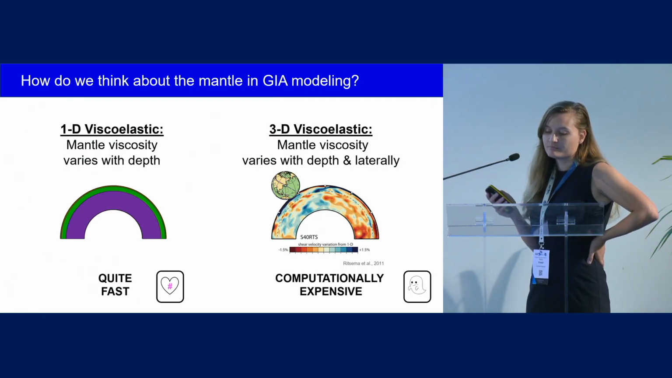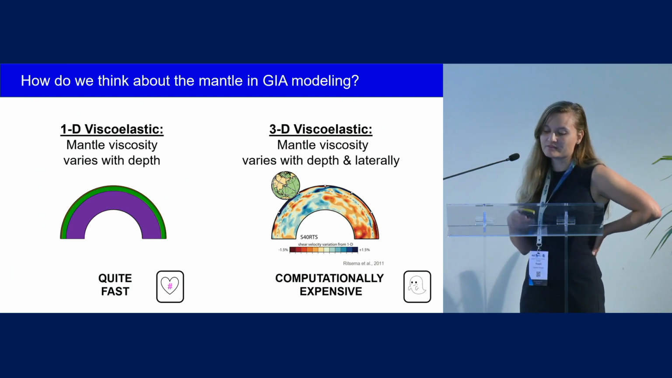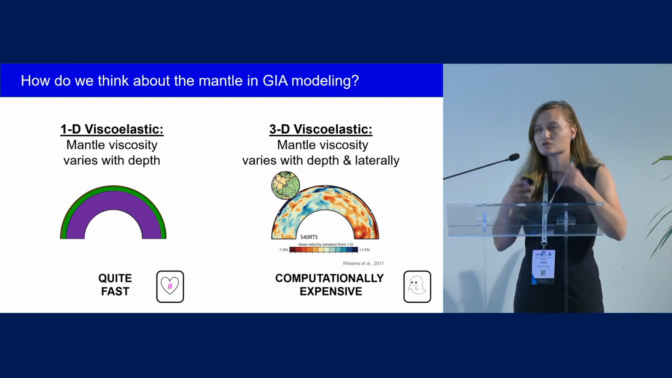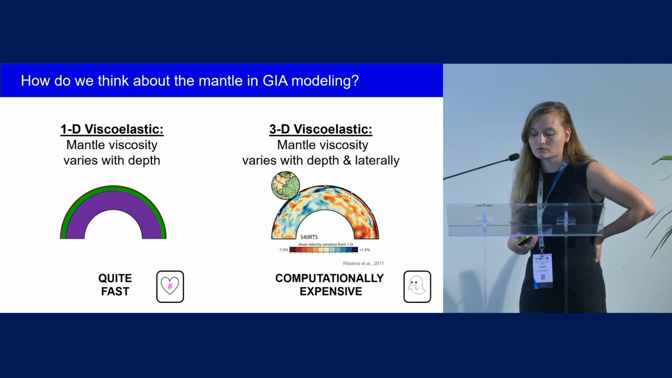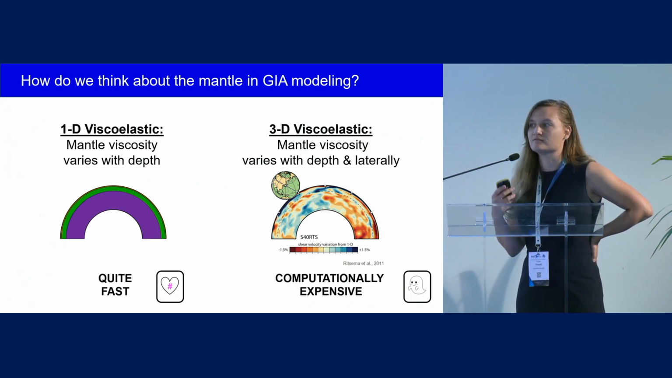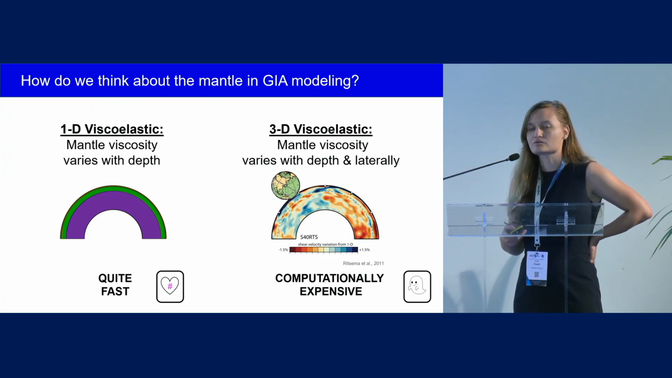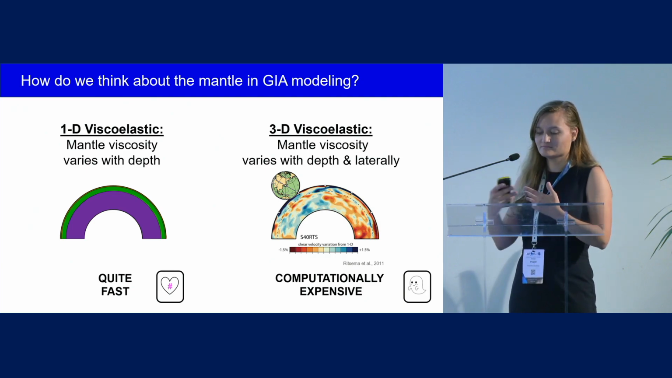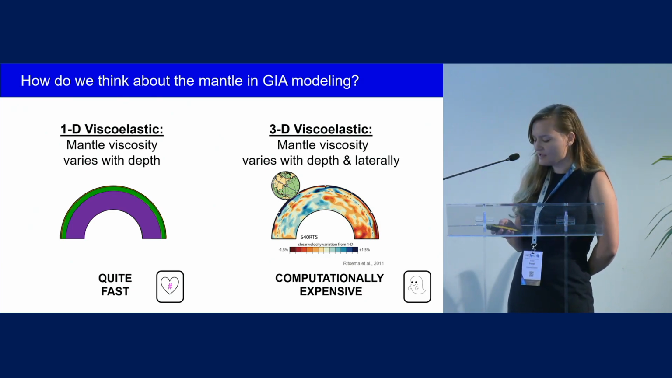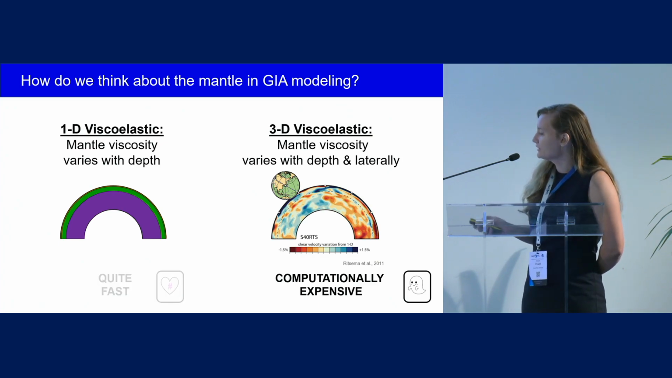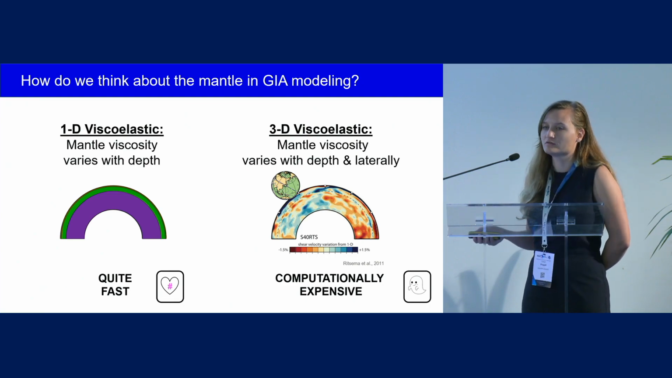As Grace already talked about, and Micah did too, we think about the mantle in terms of two paradigms. This sort of onion skin view of the world, where mantle viscosity varies only with depth. If we want to think about a more realistic Earth structure, we know that Earth has lateral and depth varying viscosity.